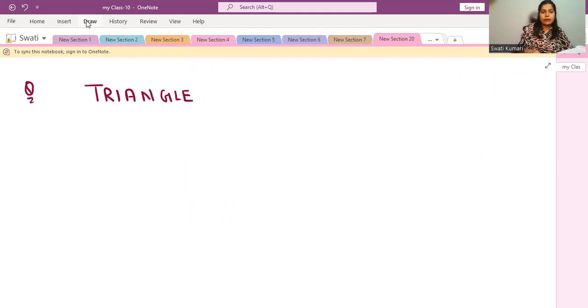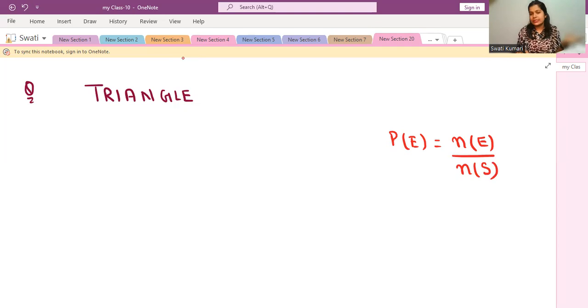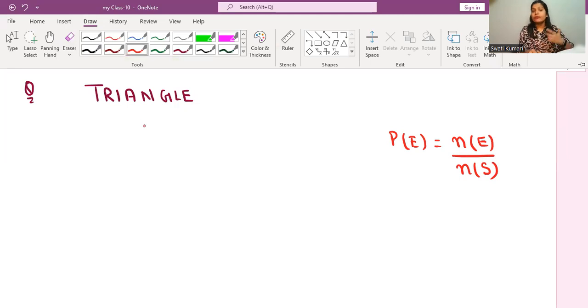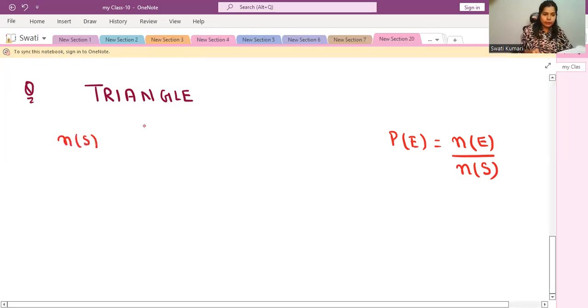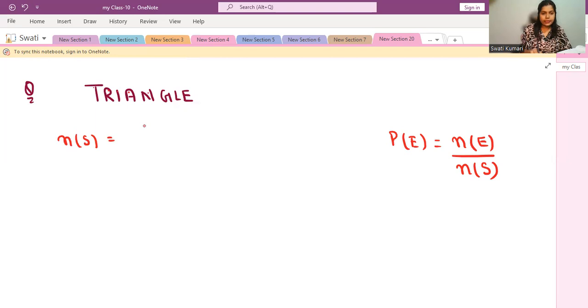First of all, you should be aware of the formula of probability. The probability of any event, for example E, is given by the number of possible events upon the total number of outcomes, which we denote by S, because S is normally the sample space. So we have to find the probability of choosing a vowel. Let us first see what the total number of outcomes is. Of course, the total number of outcomes will be the total number of letters, which you can see here: 1, 2, 3, 4, 5, 6, 7, 8.